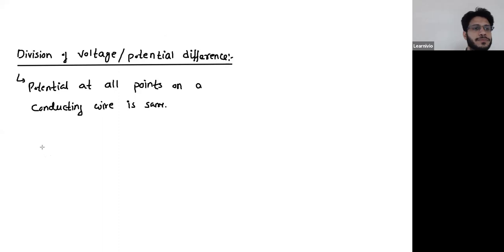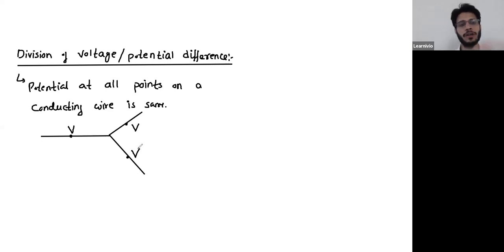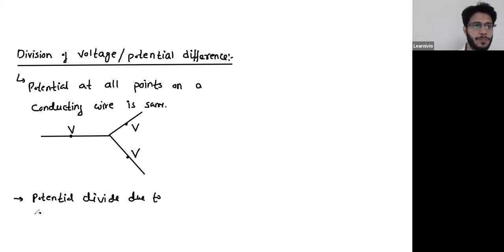So if you have a conducting wire, while doing properties of conductor, there was a property which says that potential at every point on the conductor is same. So if you have a conductor of this type, it doesn't matter whether there is branching or not. If you have a continuous conductor, then potential at every point is same. Potential does not divide due to branching. But instead of a continuous conductor, if you have capacitors or resistors in between, potential divides due to capacitor or resistor.